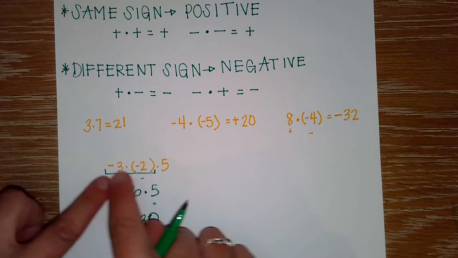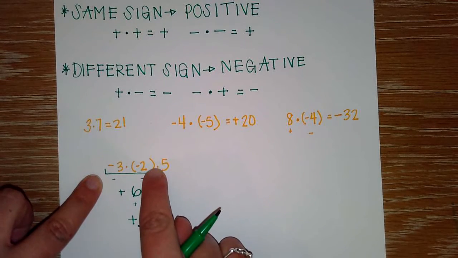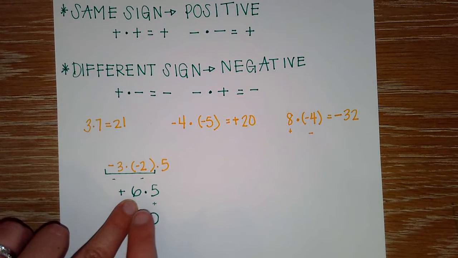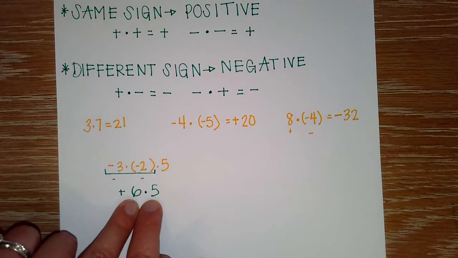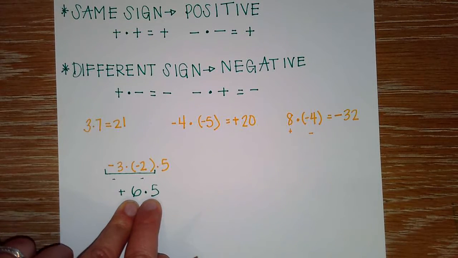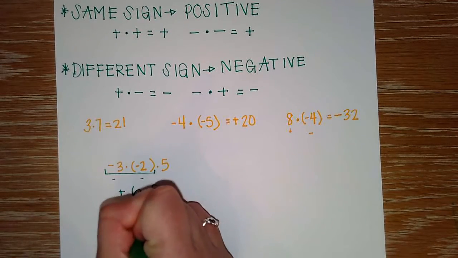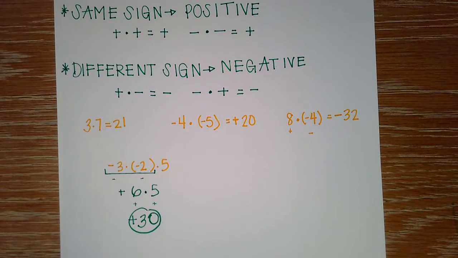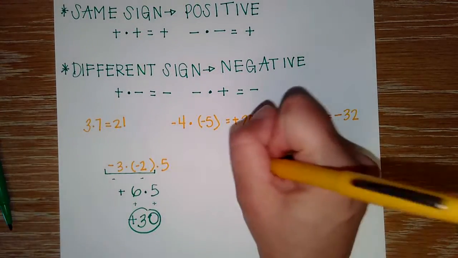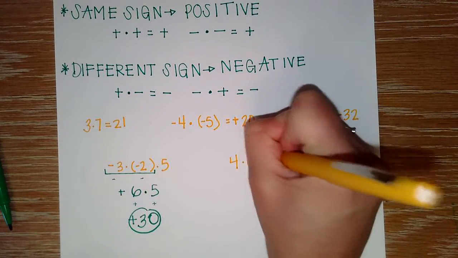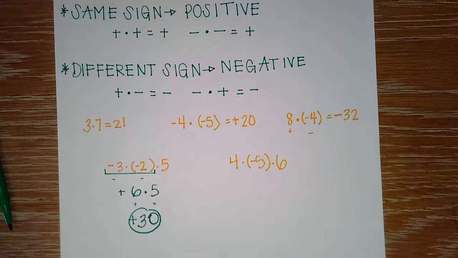I chunked it. I went in order and did my first 2 factors. Once I got my product of the first 2, I multiplied by my third factor, which was positive 5, getting me a positive 30. Let's try another one like that. We've got 4 times negative 5 times 6. What would our product be for this 3-factor multiplication problem?